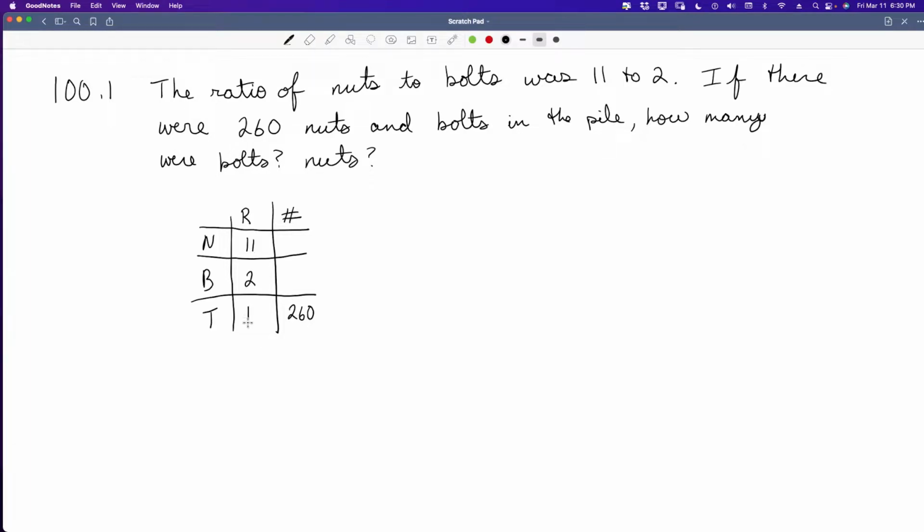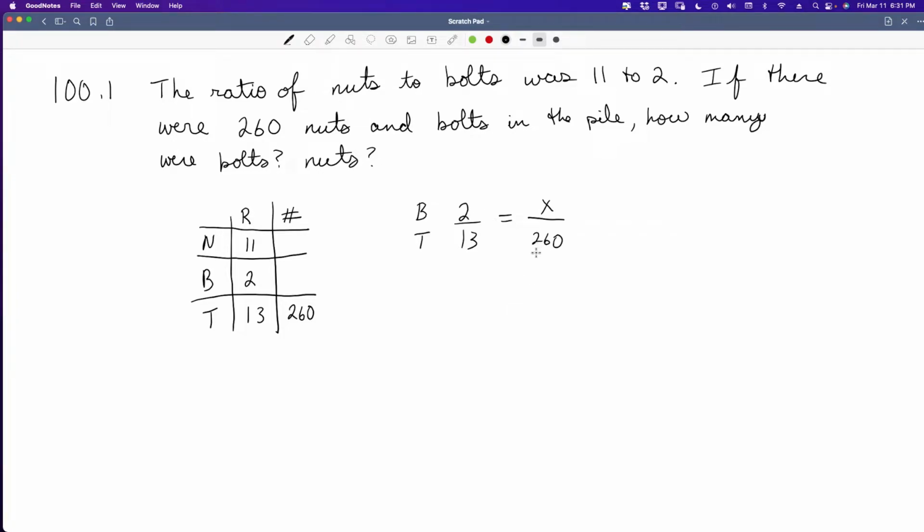So 11 plus 2 is going to be 13. That tells me that 11 out of 13 are nuts and 2 out of 13 are bolts, because that is our total involved in the ratio. Now we can solve for both of these. Let's go ahead and do bolts first. We know that 13 corresponds to the total, which was 260, because those are across from each other. Our total was 260, but we don't know how many of those were bolts. Now we can cross multiply and solve that.